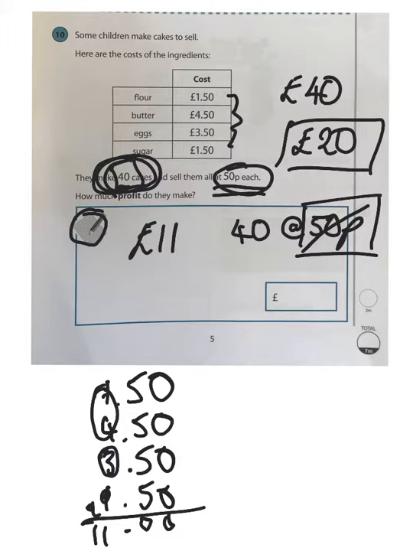Their income was 20, their outlay was 11. What's their profit? £17. £9. Oh, try again. 20 take away 11? Oh, 9. Congratulations.